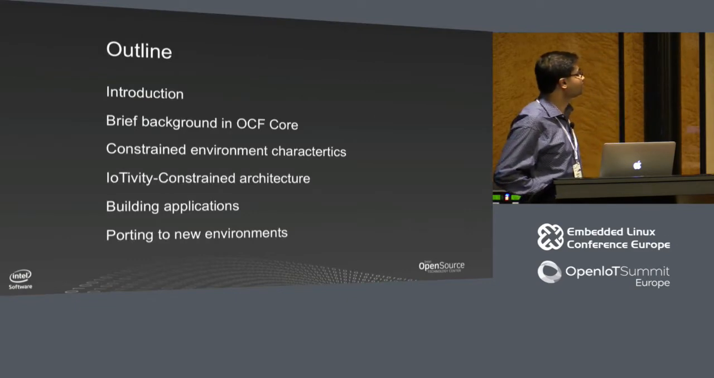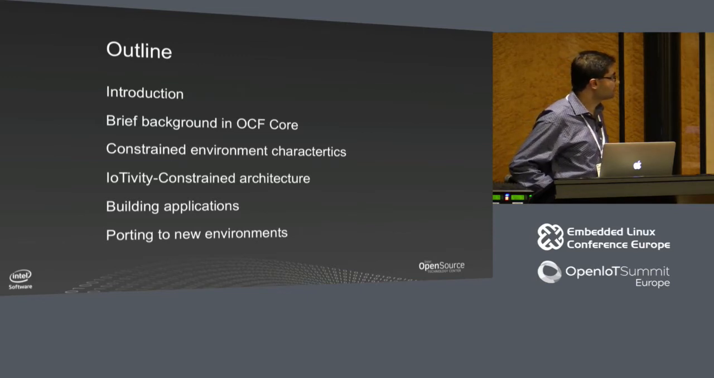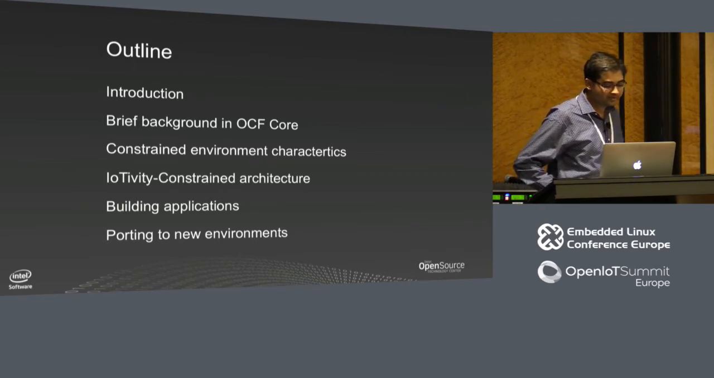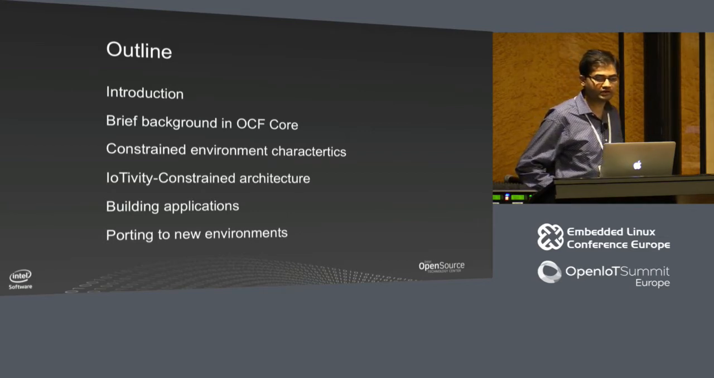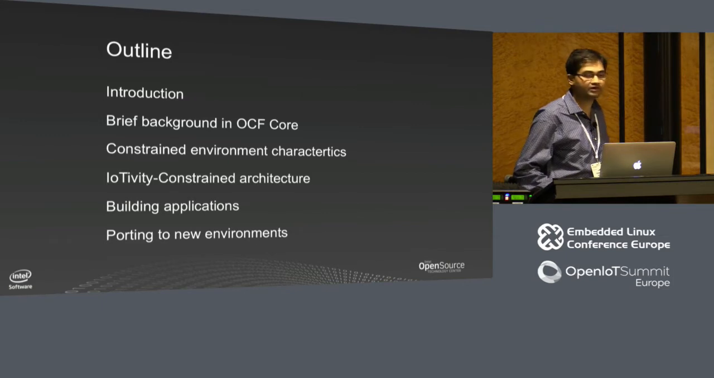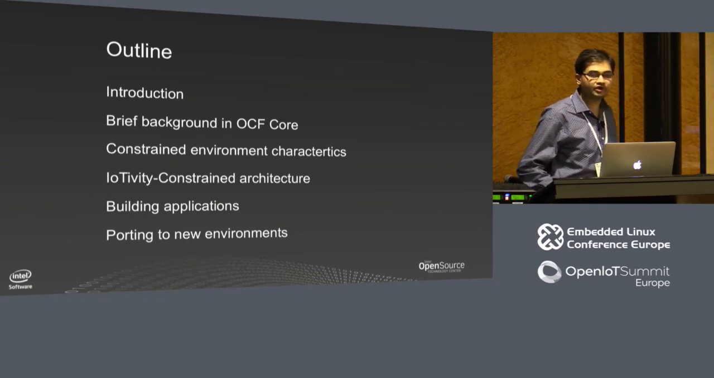So this is the outline of the talk. I'll start by briefly introducing OCF and the IoTivity project, followed by a brief overview of the OCF core standard. I'll speak about the typical challenges of working in constrained environments, and further dive into the IoTivity Constrained architecture. I'll then walk through a few application code samples, to give you an idea of the IoTivity Constrained application APIs as they currently stand. And lastly, I'll provide a few guidelines on porting IoTivity Constrained to new environments.